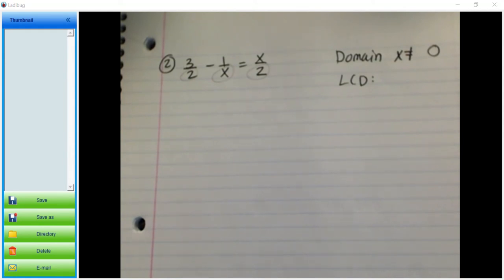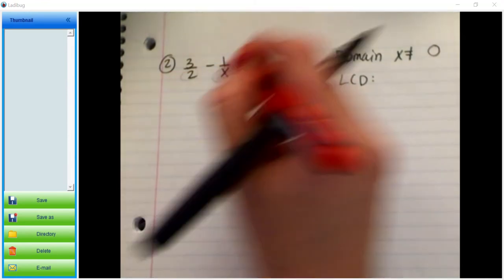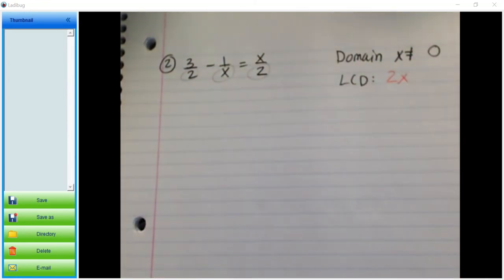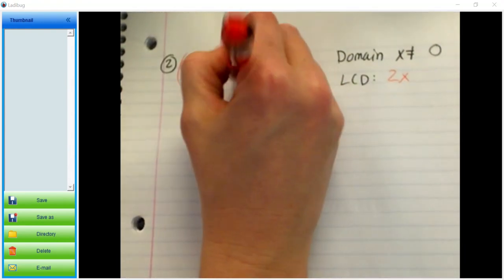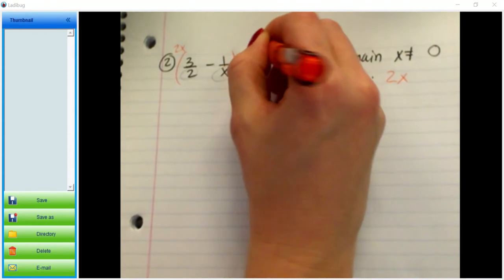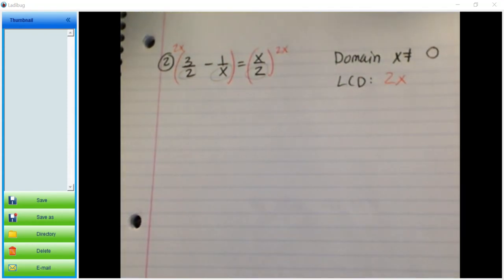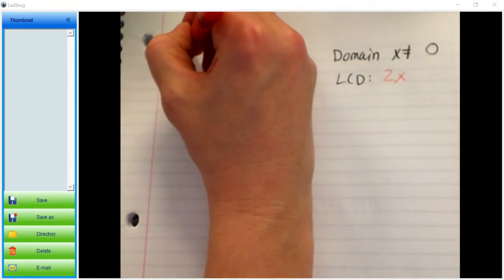Well, last unit with radicals, we tried to undo the radical to turn it into a polynomial. Same thing. We're going to try to undo the fraction, turn this into a polynomial. And so we're going to take our least common denominator, which is 2x, and we're going to multiply by it on both sides of the equation. Notice that's how you keep the equation equivalent. You do the same thing on both sides. And distribute.